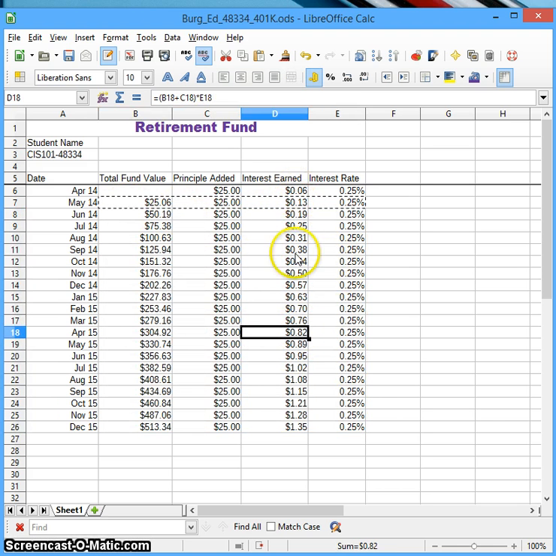As you can see, we earn a little bit more interest each month. Our balance gets a little bit higher. The principal stays the same. Okay, this is a good time to save this.